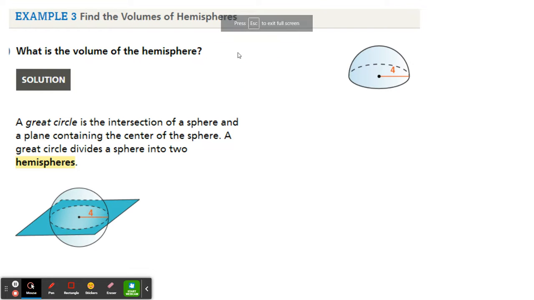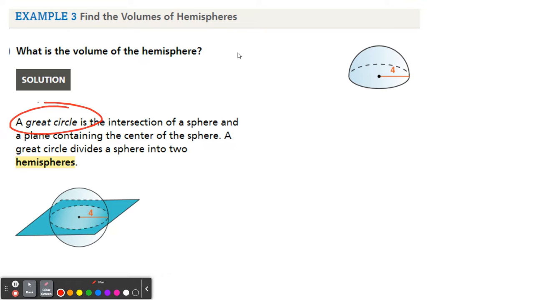Okay, it says, what is the volume of the hemisphere? Right, so it says a great circle is the intersection of a sphere and a plane containing the center of the sphere. So a great circle. I took spherical geometry in college, a small little class, and we talked about great circles a lot.